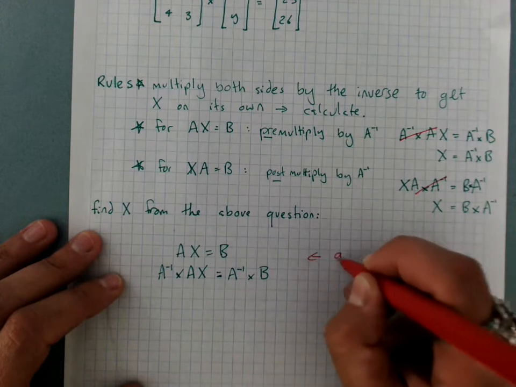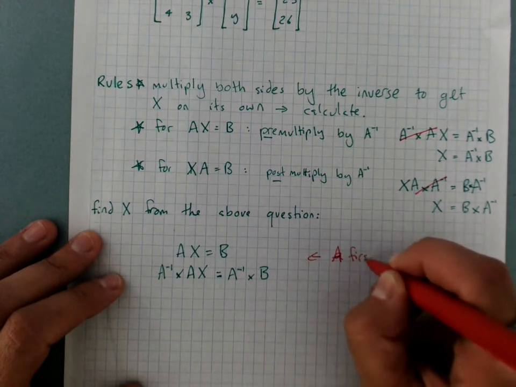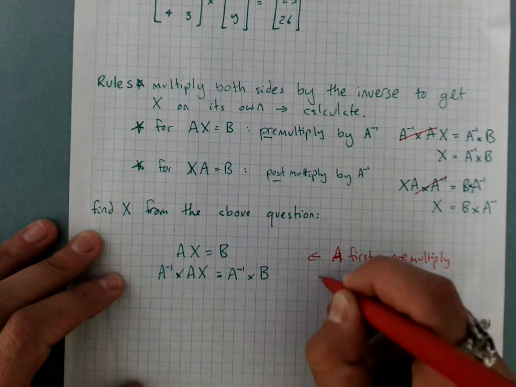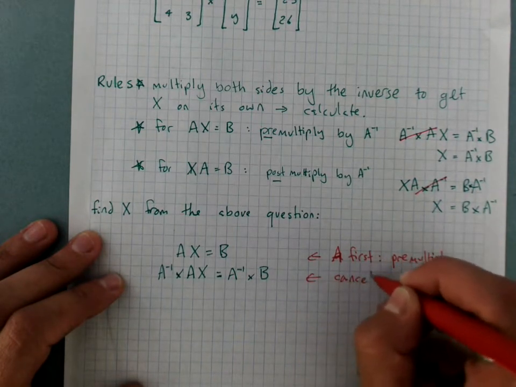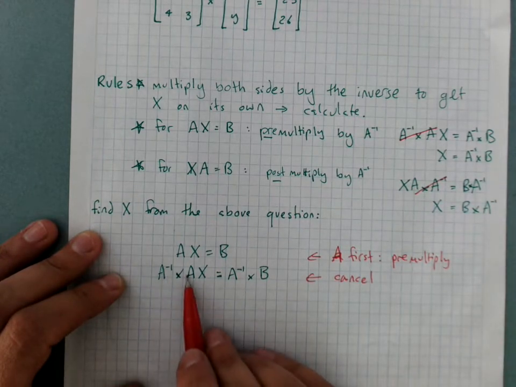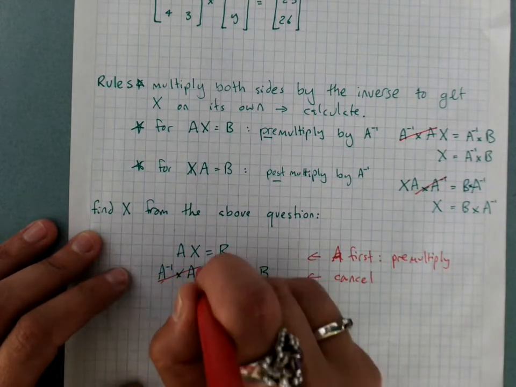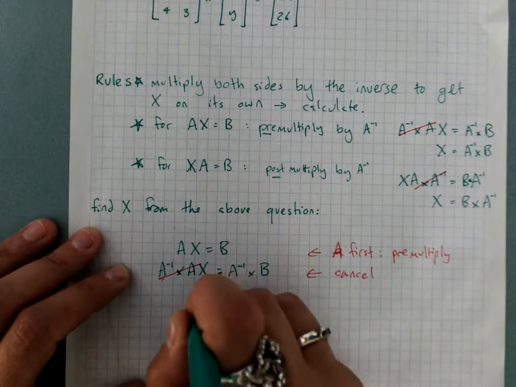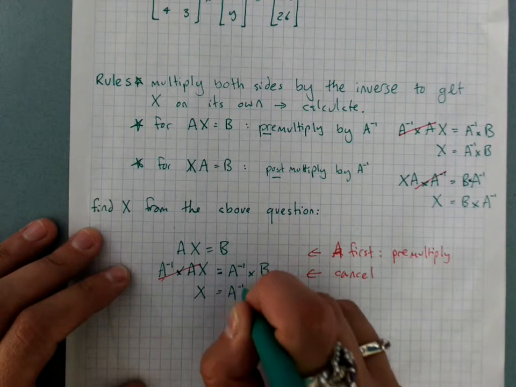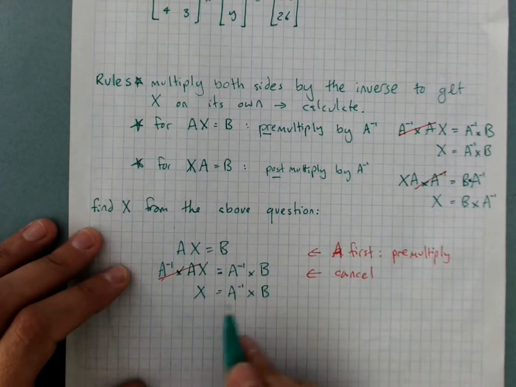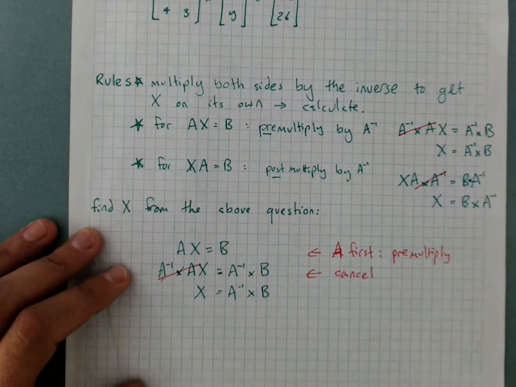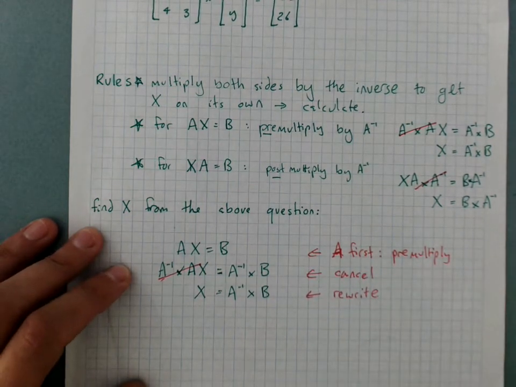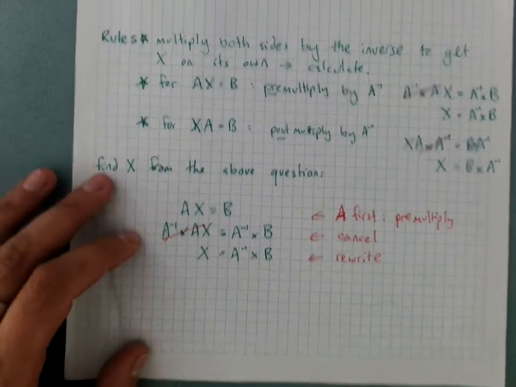So, matrix A is first, pre-multiply. Then, cancel inverse A times A on the side where the X is. That's the whole point of doing this. Rewrite it. Matrix X is inverse A times B. Use your graphics calculator.